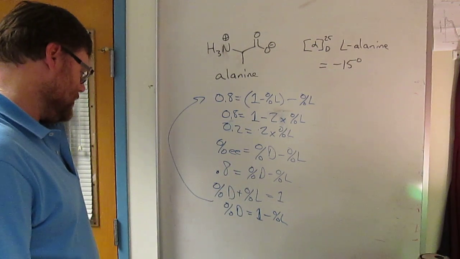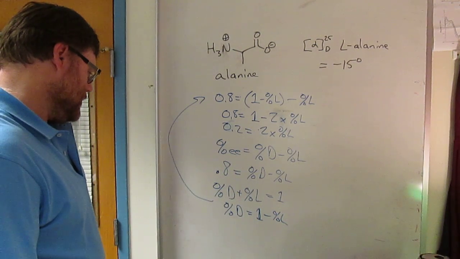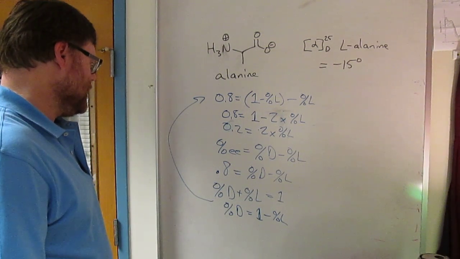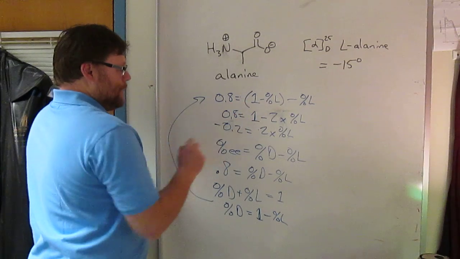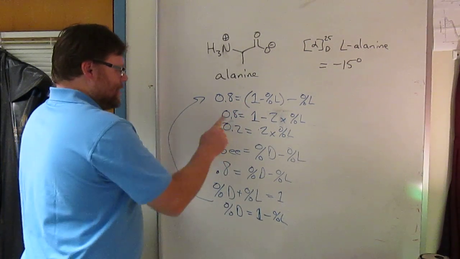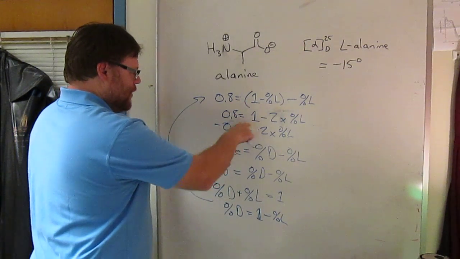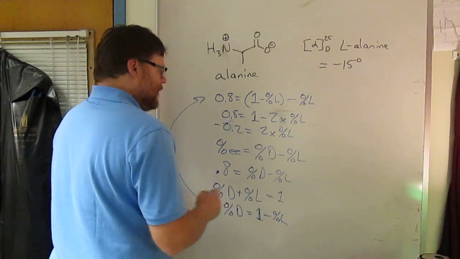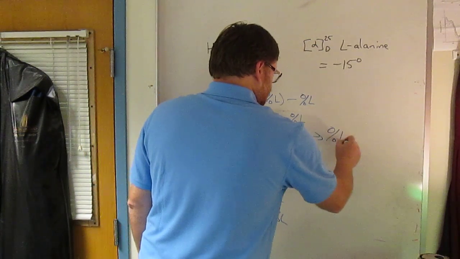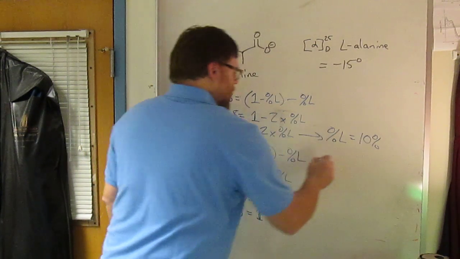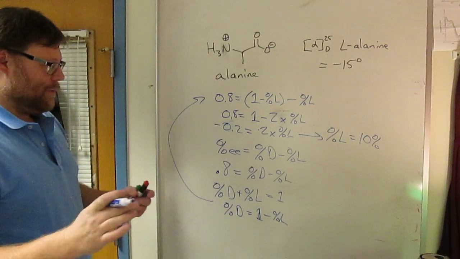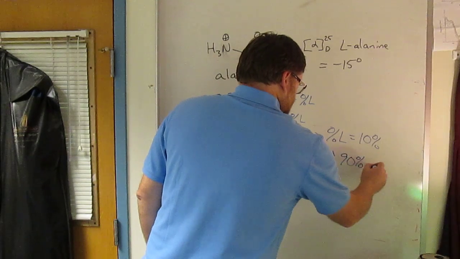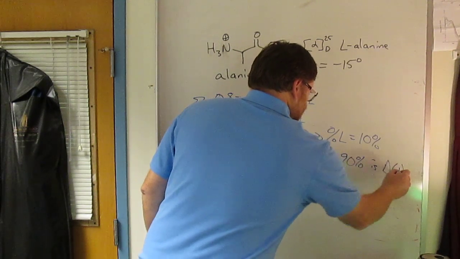Have I done this right? Yeah, it looks like it. I'm going to get a negative number though. That's not good. Oh, this is minus 2, sorry. Plus signs, minus signs. Told you this wouldn't be a very math intensive course. If I subtract 1 from both sides, this becomes minus 0.2. Okay, minus 0.2 equals minus 2 times %L, and that gives us that the %L is 10%. So 10% of the mixture is L-alanine, or the minus enantiomer, and that means 90% is D, or the plus.